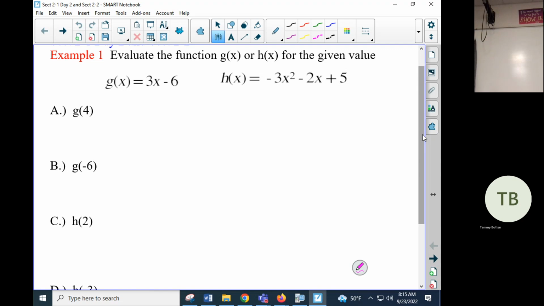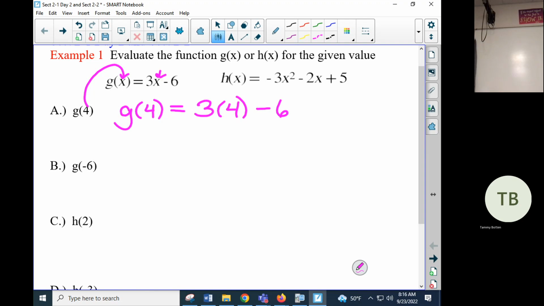Now, when they say g of 4, what that means is they want you to take this 4 and put it into that equation. So g of 4 would equal 3, and we would put the 4 in for x, and then we would subtract 6. So when it says g of 4, you go to the g function and you put the 4 in for x. Then 3 times 4 is 12. 12 minus 6 is 6.